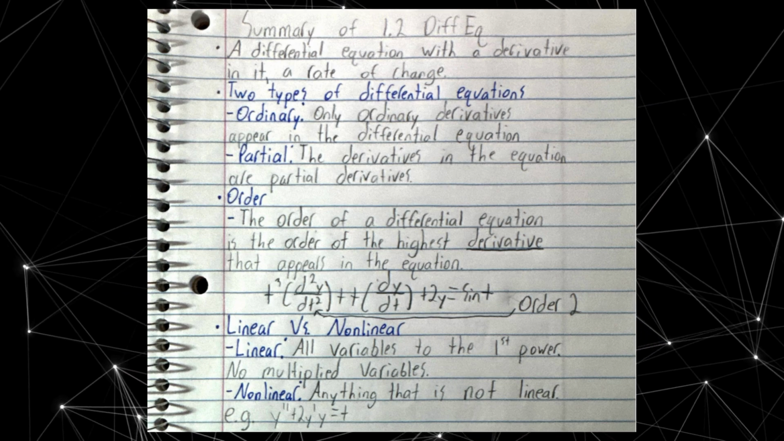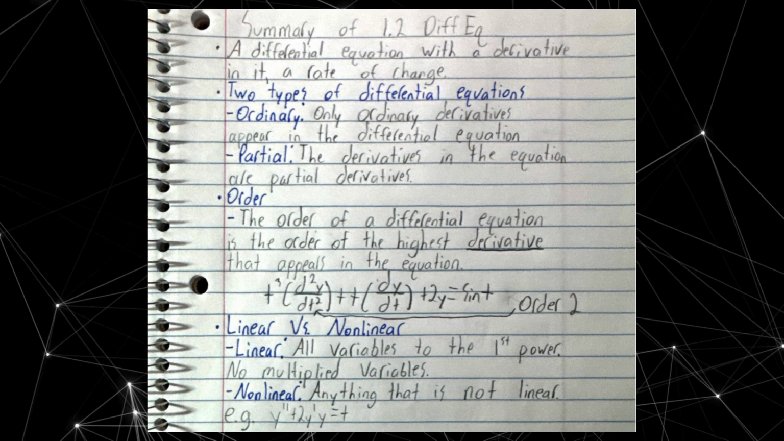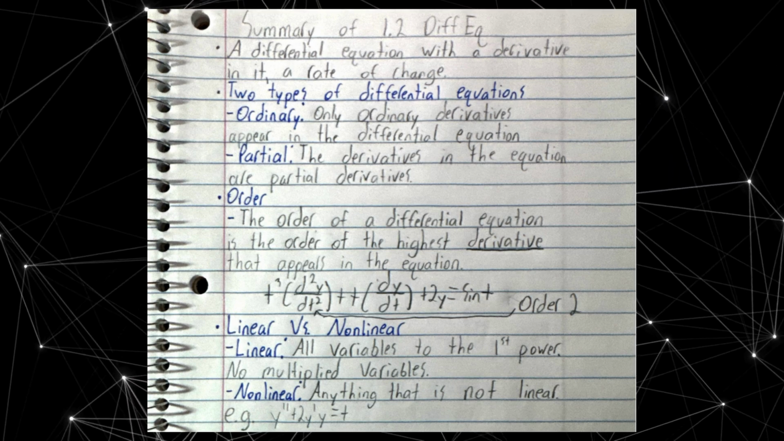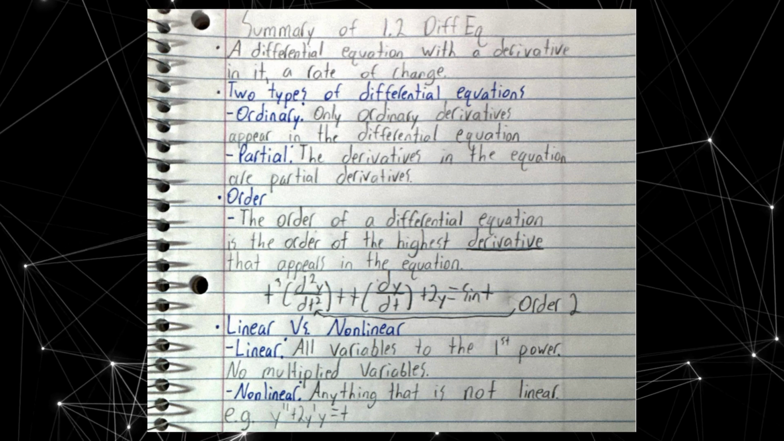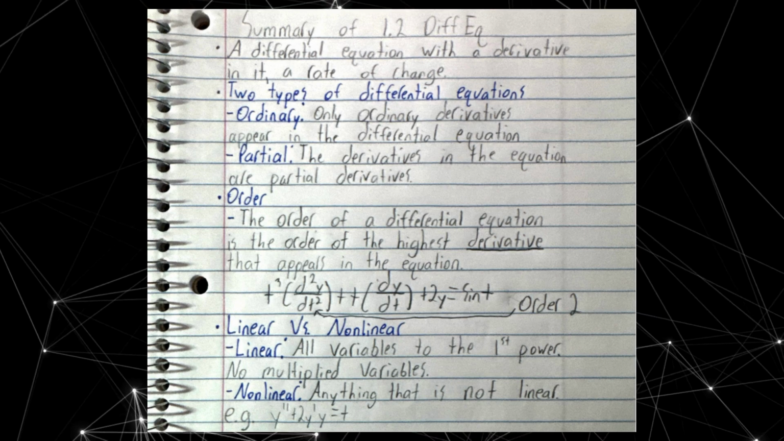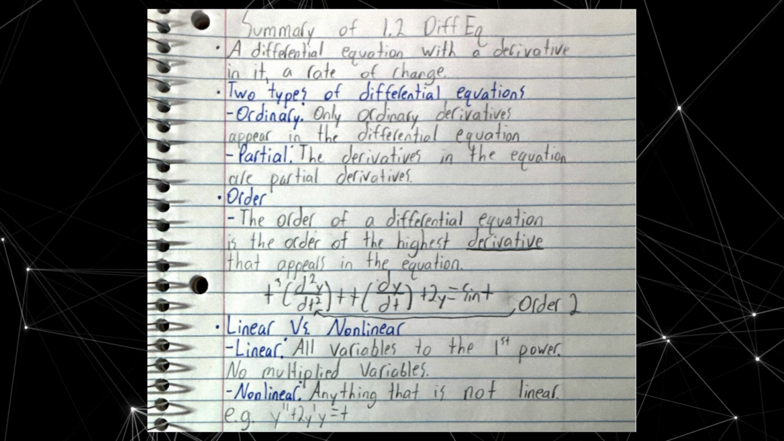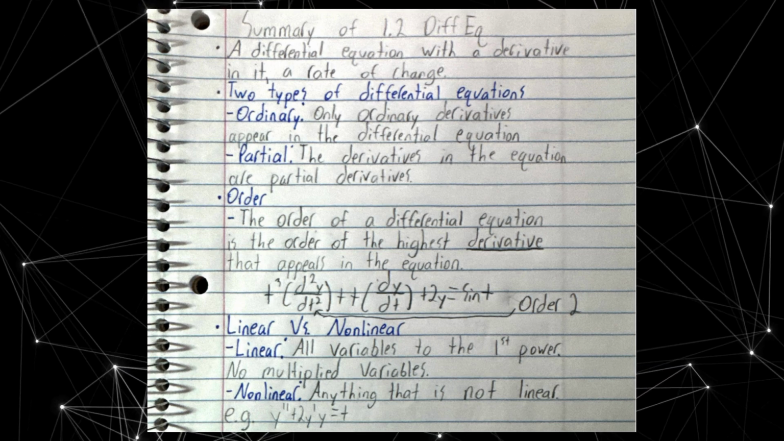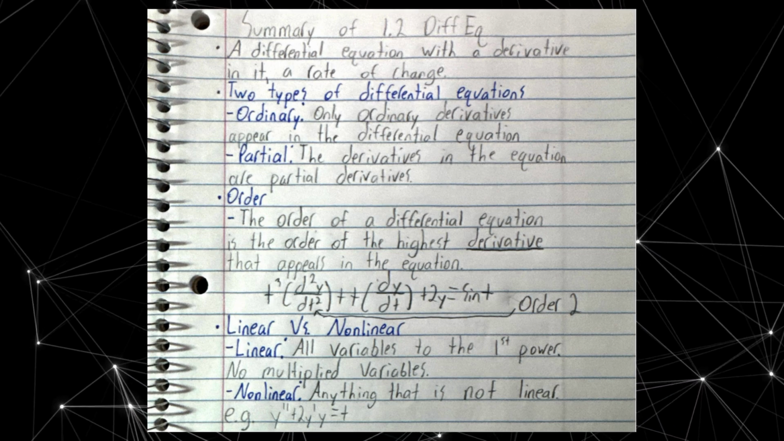And there are two main types of differential equations. There is ordinary and partial. Ordinary is when only ordinary derivatives appear in the differential equation. Partial is when the derivatives in the equation are partial derivatives, which if you haven't learned about partial derivatives, do not worry.